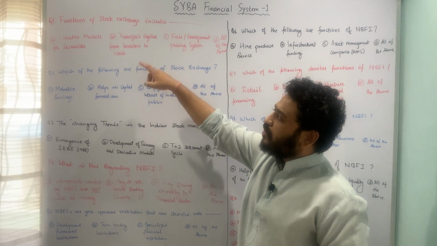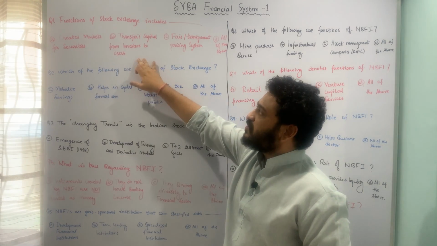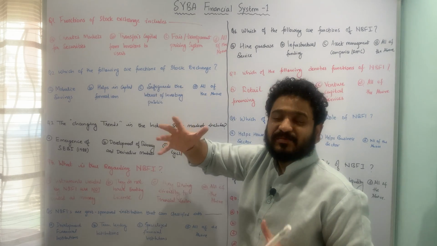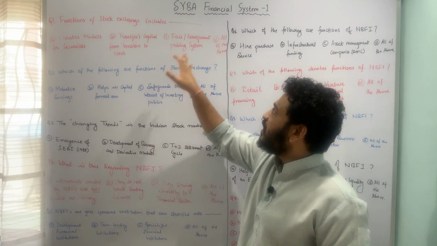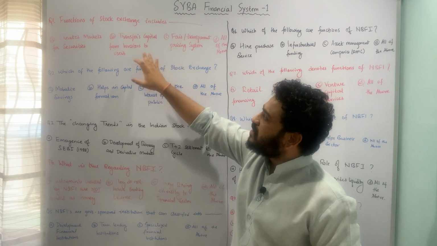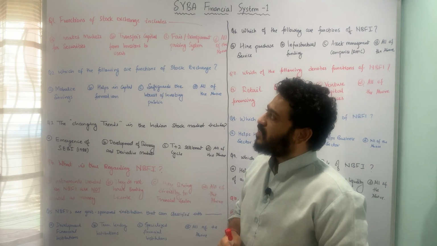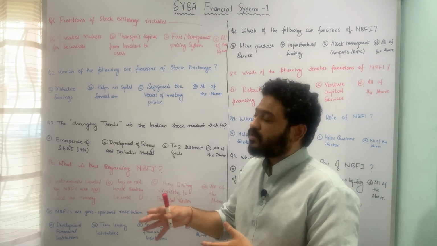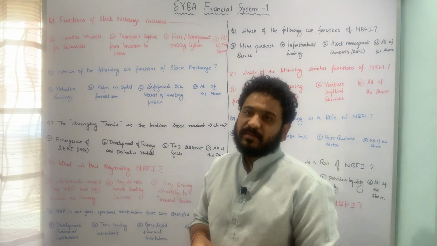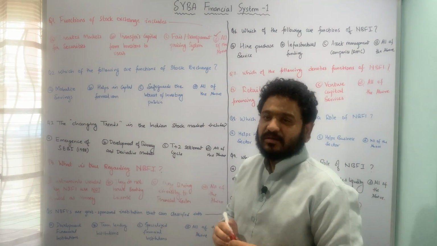It includes creation of a market for securities. It helps in transfer of capital from investors to users. It also helps in a fair and transparent pricing system or mechanism, and all of the above. So a stock exchange has all these three functions: it creates a market for securities, it helps in transferring capital from investors to users, and it provides a platform for fair or transparent pricing.